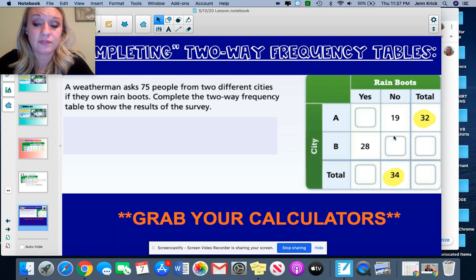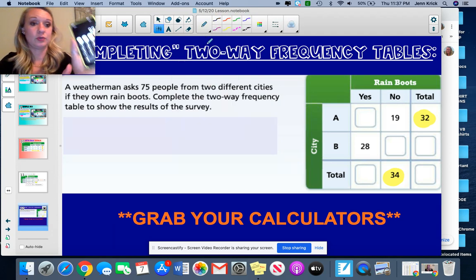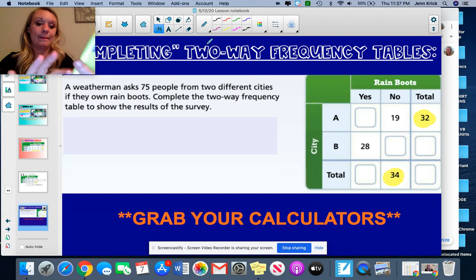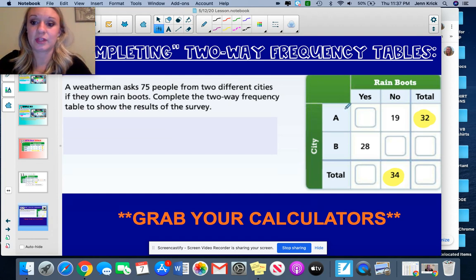Okay, so we need to fill in all of these empty boxes here. If I know that this row total is 32 and this part's 19, I can just quickly subtract those two. I can do 32 minus 19, and that gives me 13 here. So this box would be 13. Okay, do you see what I just did? Do you see how old I am? I have this as arrows right now instead of the pen.